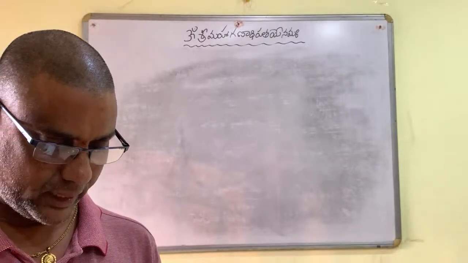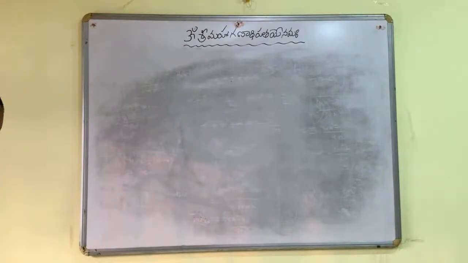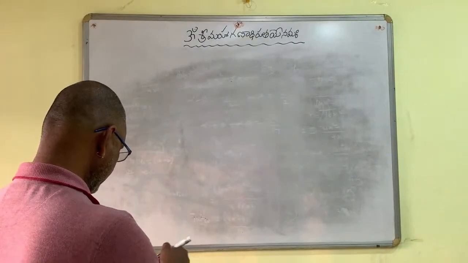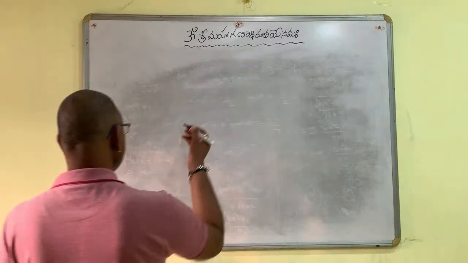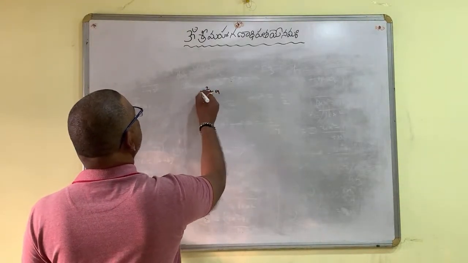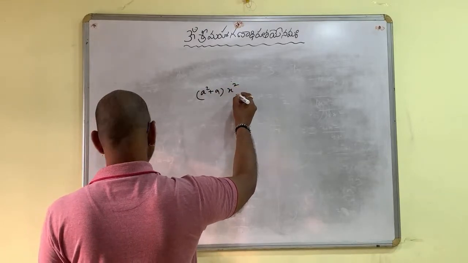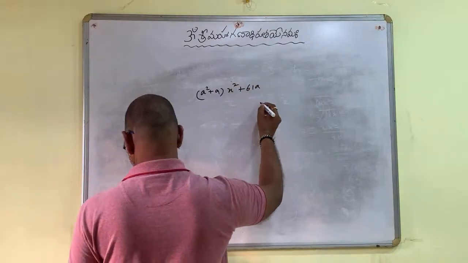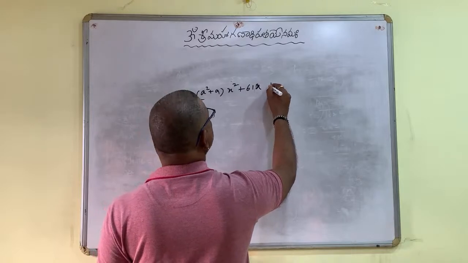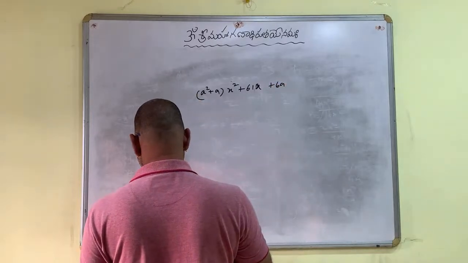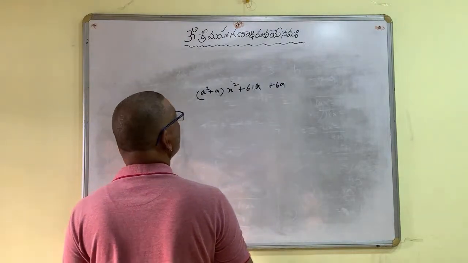Alpha, beta and 1 by beta are zeros of this polynomial: beta and 1 by beta. The polynomial is a square plus a into x square plus 61x plus 6a. Find the value of beta and alpha.